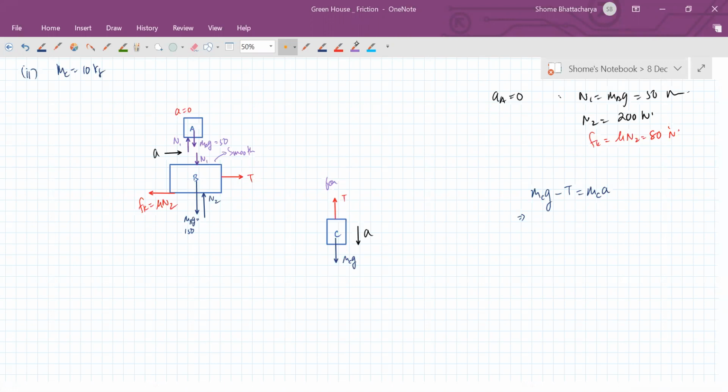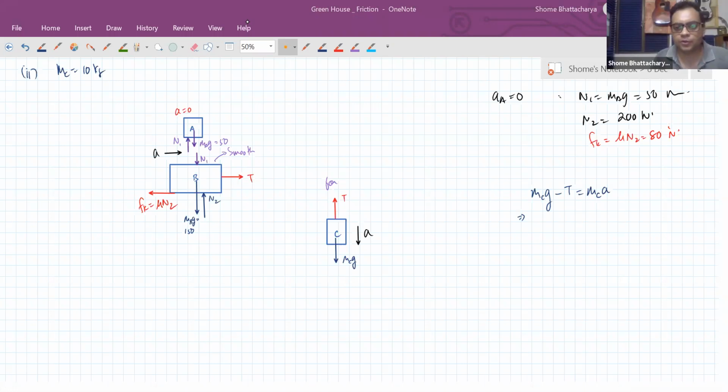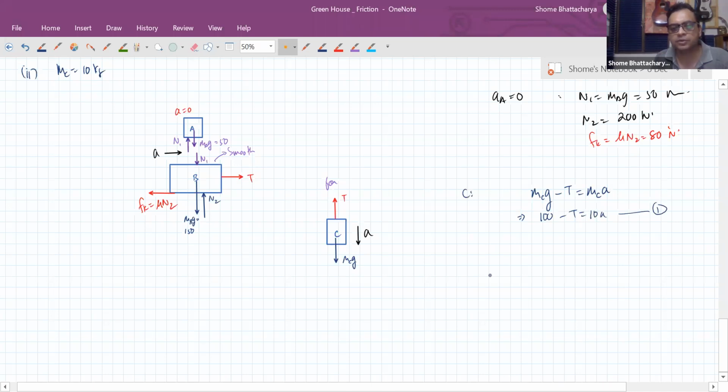Okay, very good. So many of you have sent the correct answer now. It's 0.8. So this equation, now, this will become 10 Newton. So 100 minus tension is equal to 10A. So that's our first equation. This is from C's free body diagram.